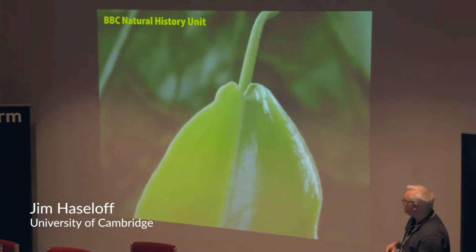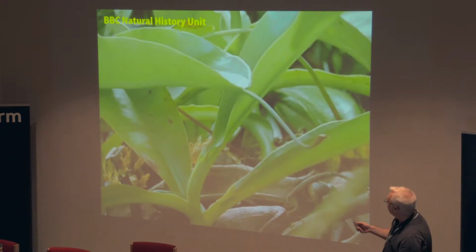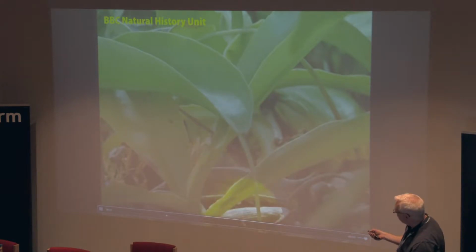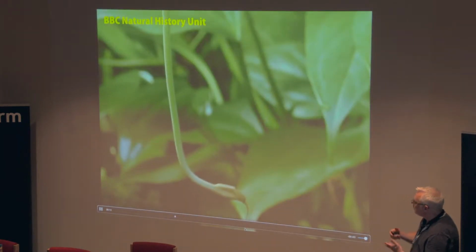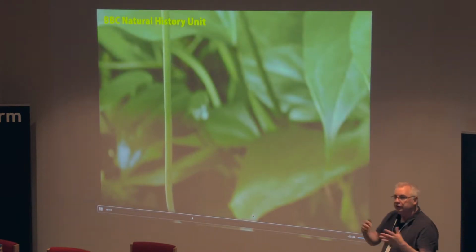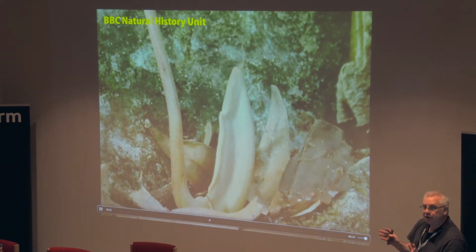It's from the BBC Natural History Unit. You may recognize it from various David Attenborough films. But you'll see here that you've got this leaf-like structure with this stem growing from the end of the leaf. And as it grows, you can see the small nub of tissue at the bottom here. And that will continue to grow and expand to make what becomes recognizable as a pitcher plant.